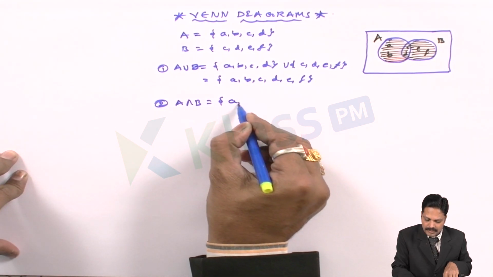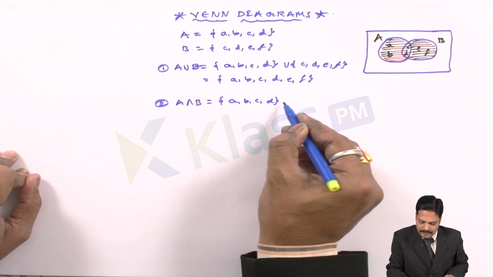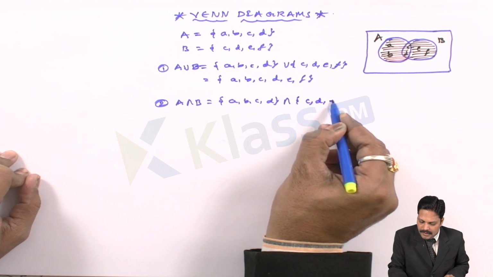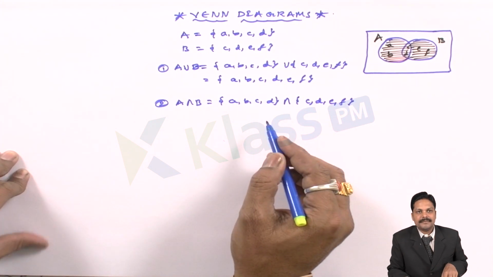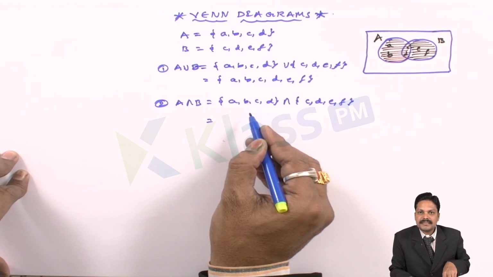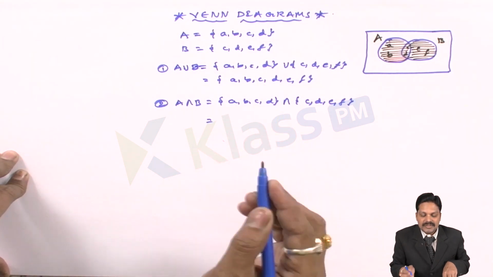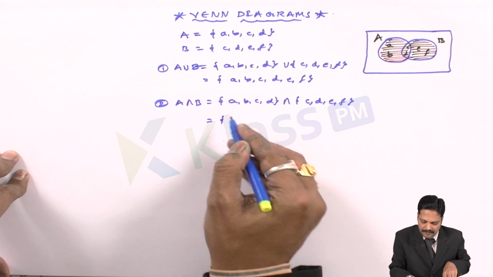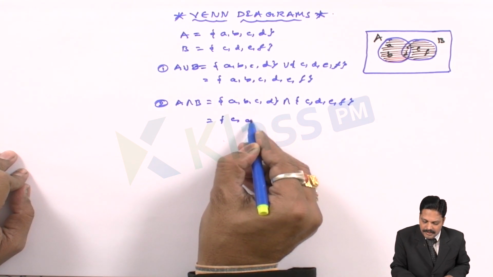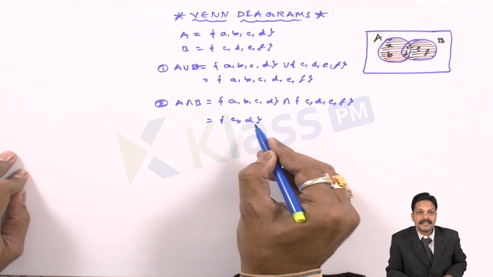A intersection B. A, B, C, D are the elements of set A, and C, D, E, F are the elements of set B. Intersection means we need to take the common elements of both the sets. So here we are having A, B, C, D, and C and D are common. So this is the A intersection B.